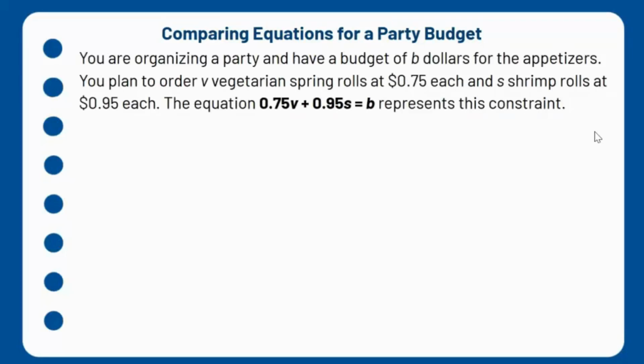Suppose you're organizing a party and have a budget of $B for appetizers. You plan to order V vegetarian spring rolls at 75 cents each and S shrimp rolls at 95 cents each. The equation 0.75V + 0.95S = B represents the constraints.